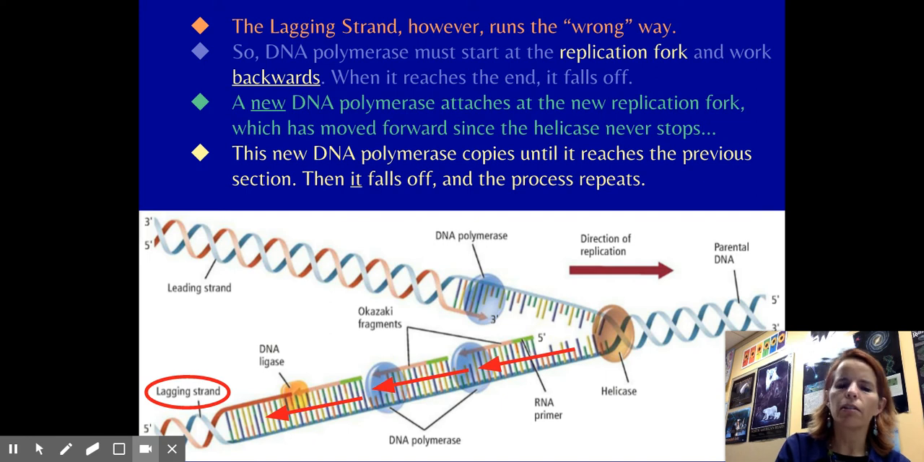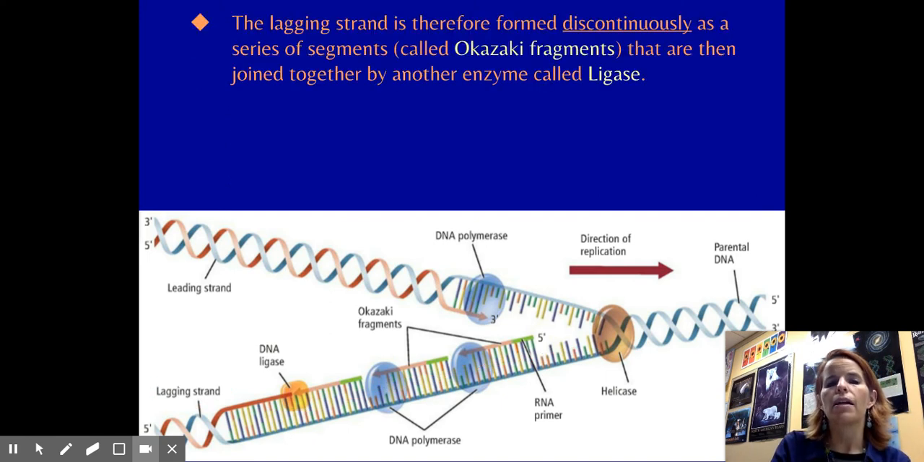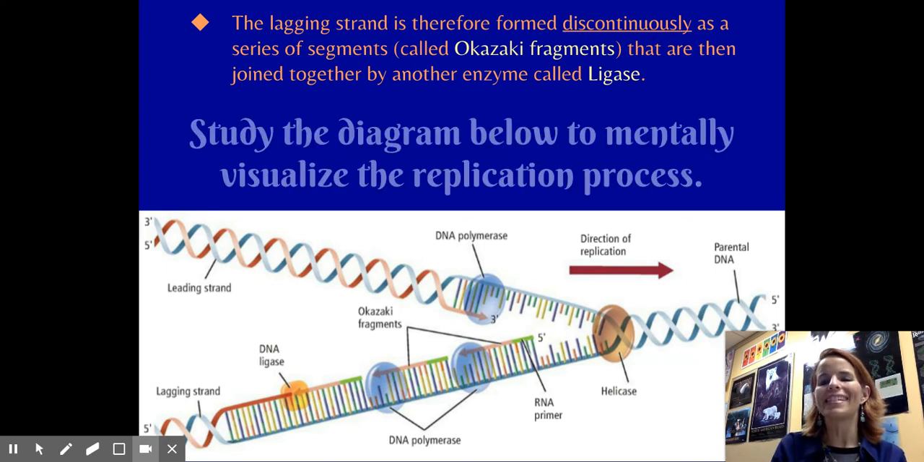I'm showing you with an arrow how each DNA polymerase copies just a little section and then falls off. The lagging strand is therefore formed what we call discontinuously. It's a series of segments called Okazaki fragments that are then joined together by the enzyme called ligase.